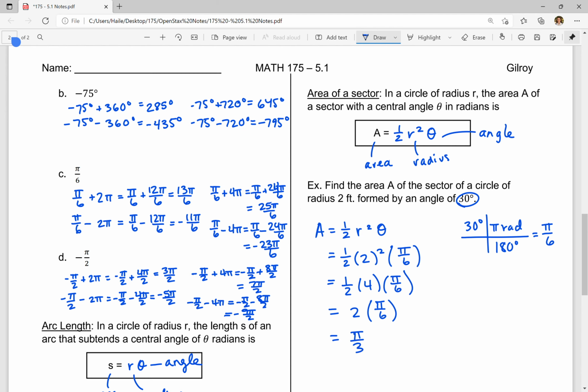So my area of the sector is pi over 3, but I need to make sure that I add units. So just like in the arc length, we're going to have units for the area of a sector. Now an area's units always are squared. So for arc length, we just took the same units as the radius. For area, we're going to take the unit of the radius, but we're going to square it. So since the unit of the radius was feet, our area is just going to be feet squared. So our full area of the sector is pi over 3 square feet, or feet squared.